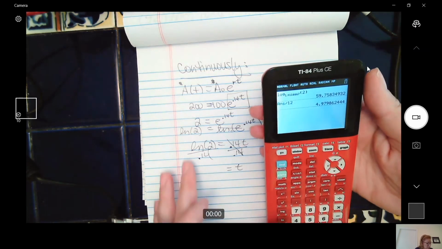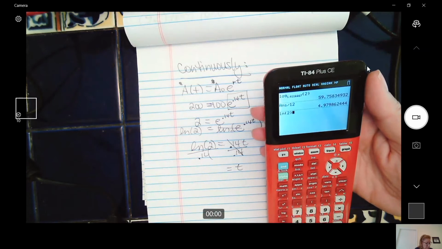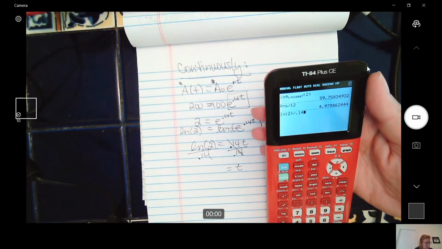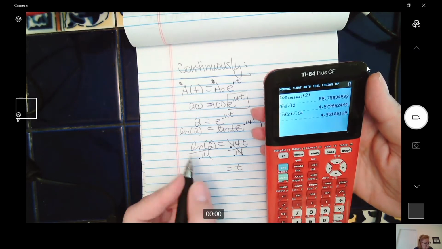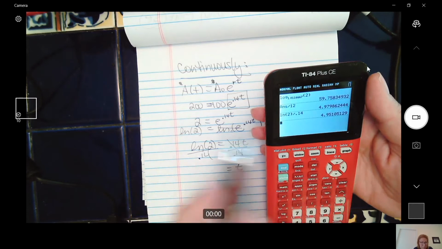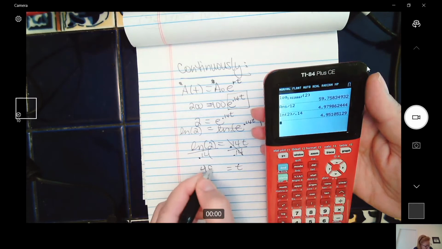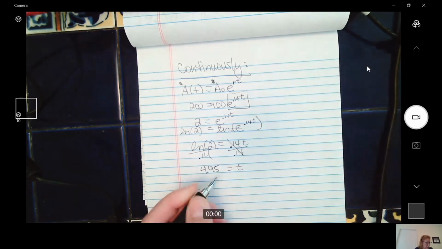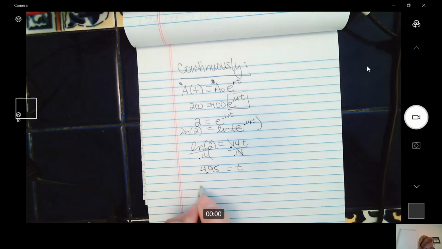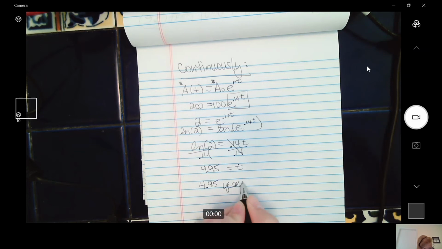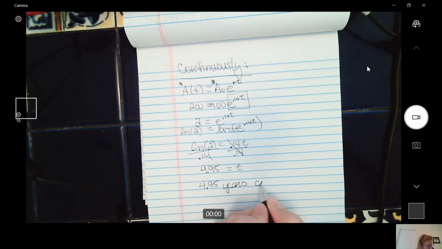Yeah, there it is. So now we're going to do natural log of 2. We're going to divide that by the 0.14. And that gives us 4.95 rounded to 2 decimal places. Okay, so that makes sense that if it's compounded more frequently, which is what continuously is, it would only take 4.95 years continuously.